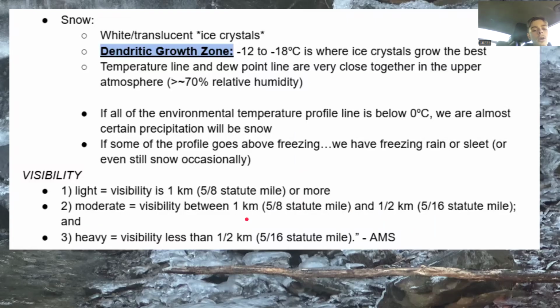As far as visibility goes, as defined by the AMS, we can have differing amounts of visibility depending on if we have light, moderate, or heavy snow. Obviously, the more snow, the lower the visibility. Light snow is going to be visibility of 1 kilometer or more, moderate is in between 1/2 and 1 kilometer. Heavy snow is going to have visibility less than 1/2 kilometer.